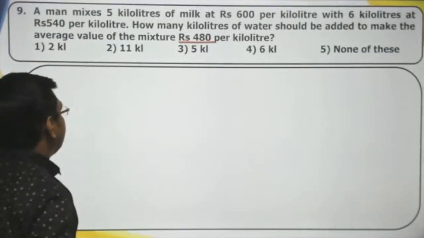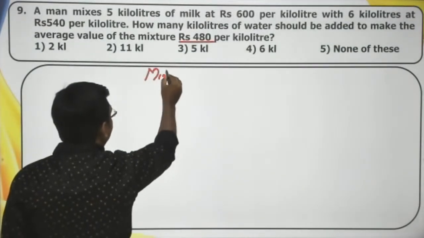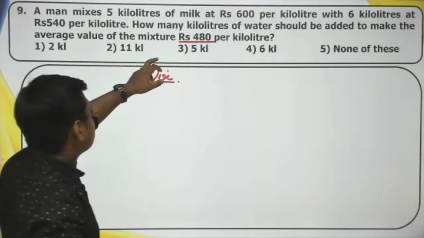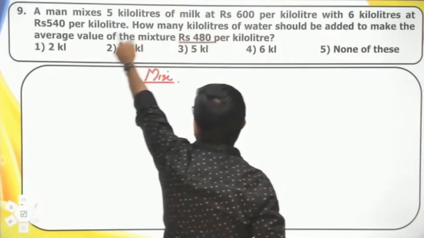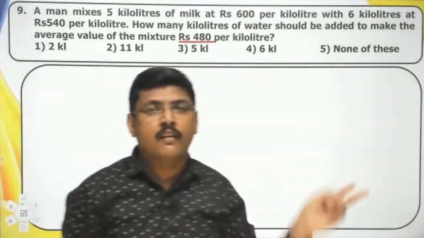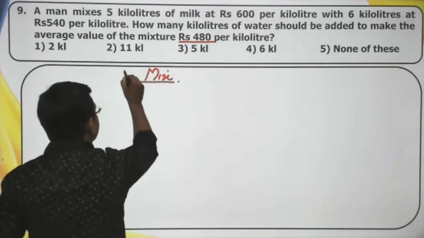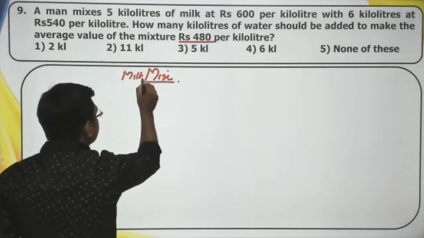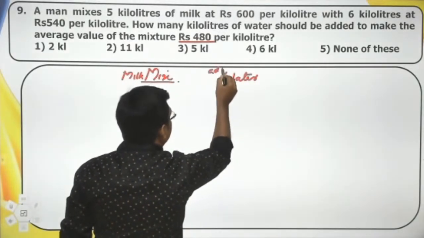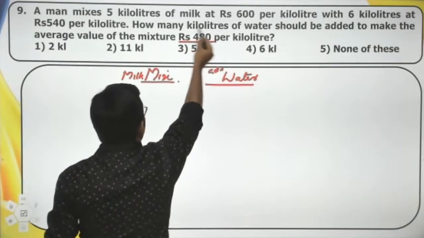Listen, it is clearly given that a mixture is formed using the given two milks. The first milk price is rupees 600 and the second milk is 540. From that data it is clear that the two milks are of different qualities, right? He is mixing two qualities of milk and making a milk mixture. To this milk mixture he is adding water. As a result of that he will get a new mixture that is worth 480 per kiloliter.